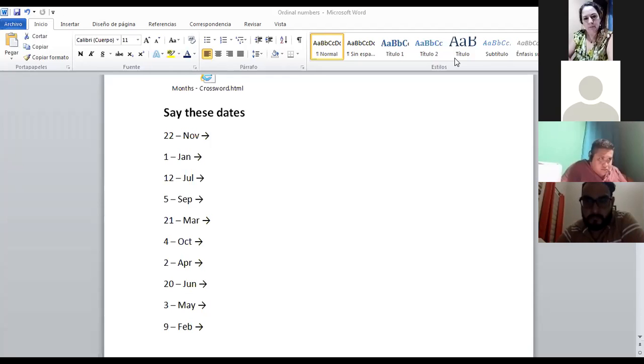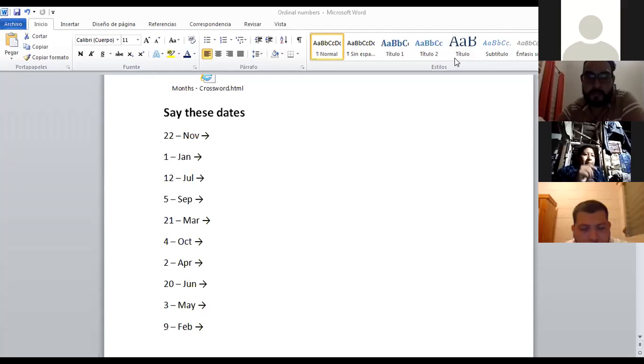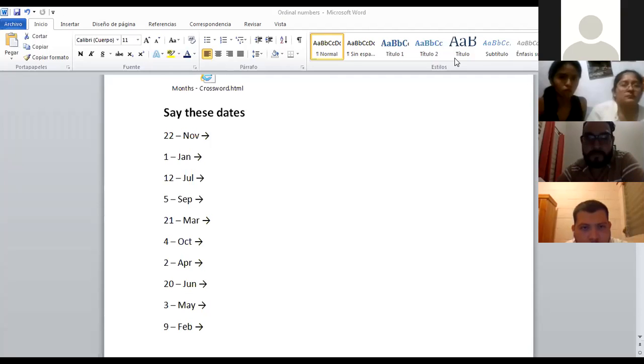Se los mandé al correo. El nombre del documento que nos enviaron se llama Ordinal Numbers. Así le puso al asunto, teacher. Se llama Most Ordinal Number. Ese. Pero no tiene la misma información.